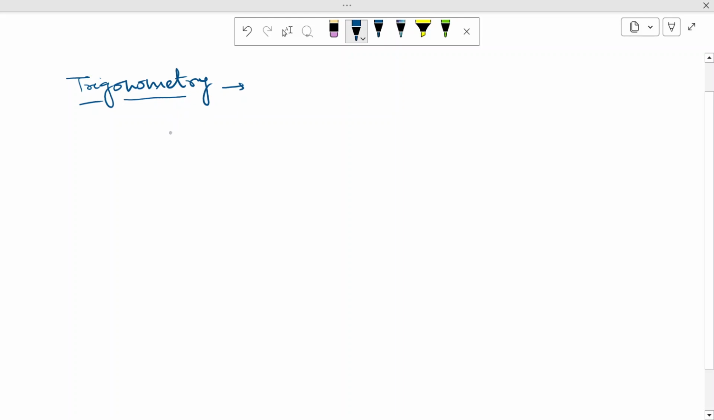So, first of all, what do we mean by trigonometry? Trigonometry is basically a branch which deals with sides and angles of a triangle. Okay. So, this is the main task which trigonometry helps us to do.